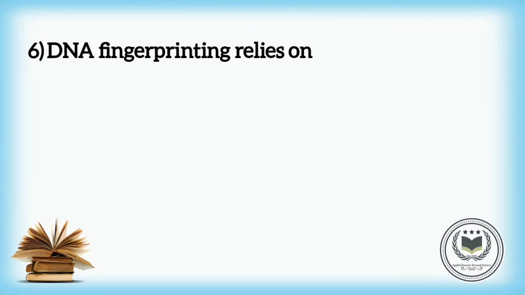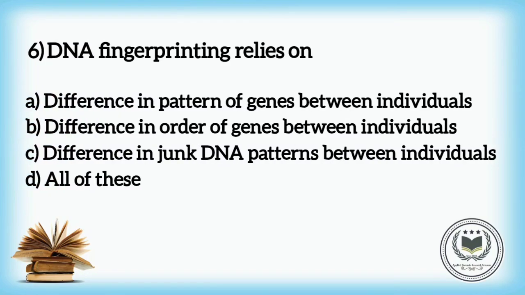Here's the sixth question. DNA fingerprinting relies on option A. Difference in pattern of genes between individuals, B. Difference in order of genes between individuals, C. Difference in junk DNA patterns between individuals, option D. All of this. And the correct answer is C. Difference in junk DNA patterns between individuals.